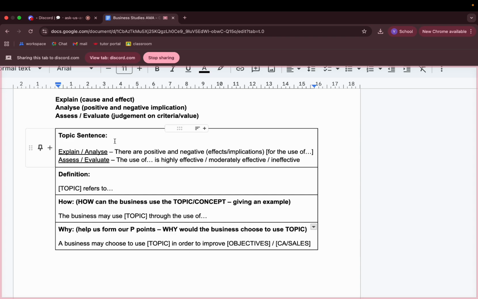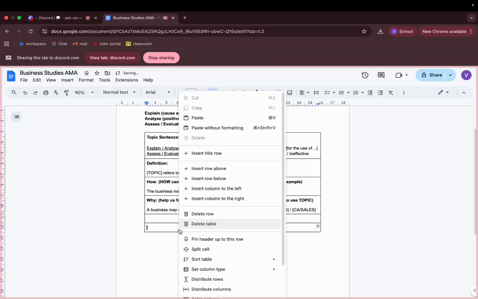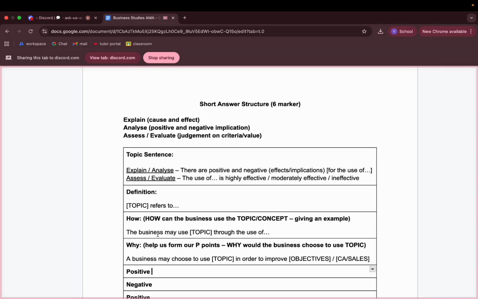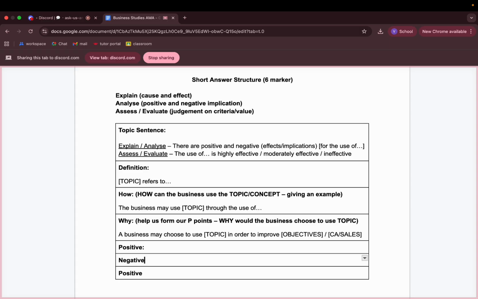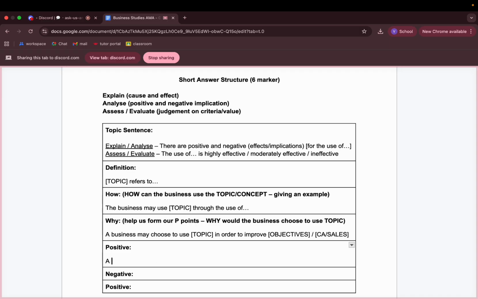Now, for explain, analyze, assess, and evaluate, we want to use a PNP structure. So it's a 3-point structure. We want to have a positive, we want to have a negative, and we want to have a positive point again. Again, this is for a 6-marker short answer. Seems like a fair bit, but this is what's going to get you the marks. With a positive point, a nice way to start it off is just to say a positive effect if it's explain, or implication if it's analyze.